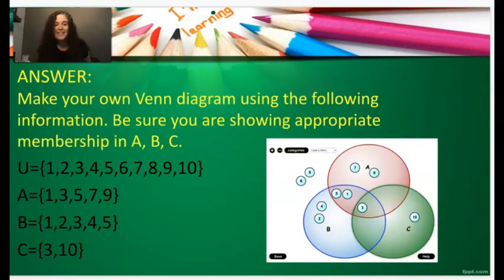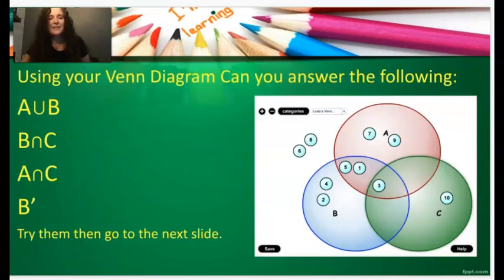Okay, did you get it right? Did you place all the elements in the correct places on the Venn diagram? Excellent. So now using that Venn diagram, can you answer the following? A union B, B intersection C, A intersection C, and the complement of B. So pause the slide, answer those questions, and then move on.